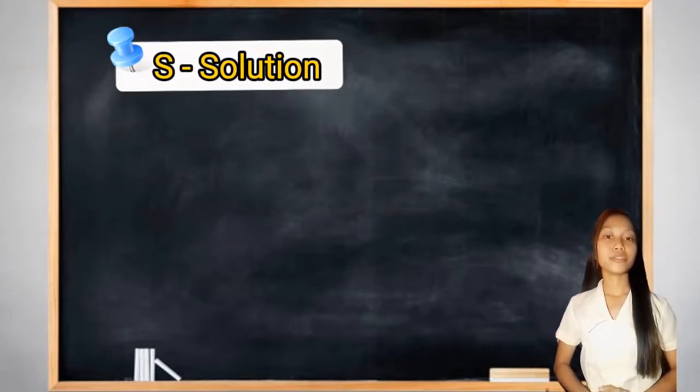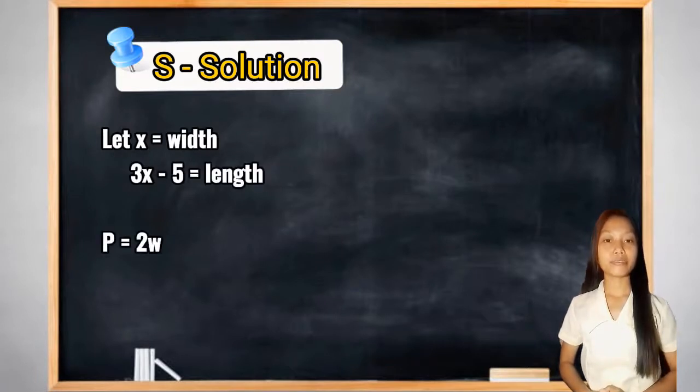Last, S is the solution. Let x be the width and the length is 3x minus 5.